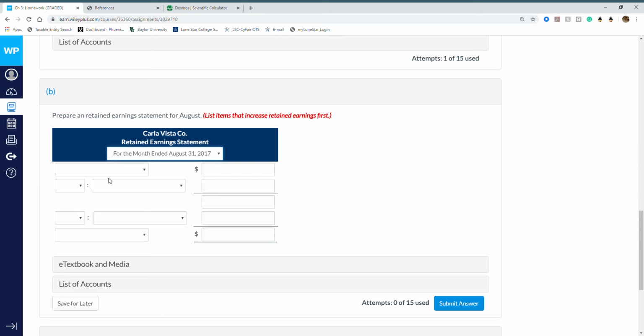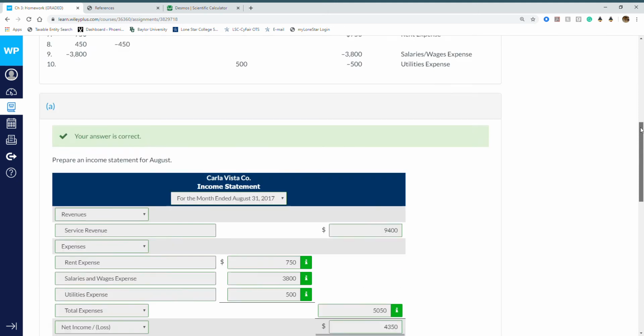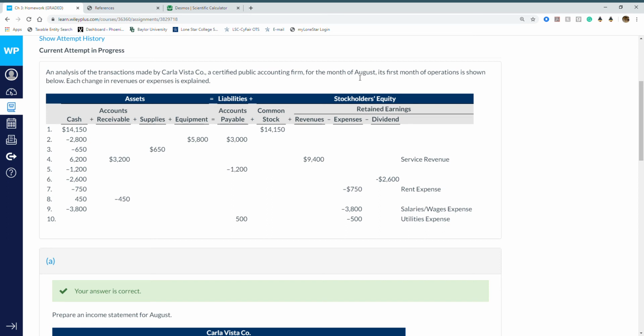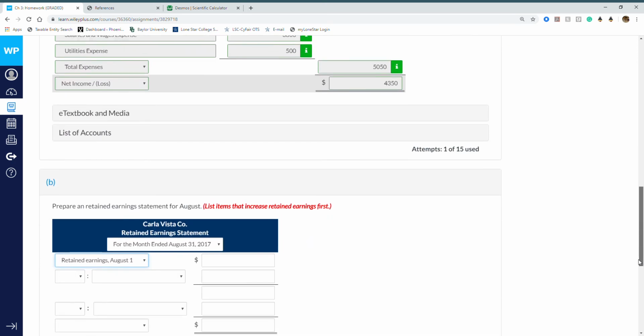So again, for the month ended. Now, for this, they actually say for the month of August, it's its first month of operations. Okay, since it's the first month and we always start at the beginning, we have a flat goose egg right now. There's nothing to retain earnings because there's nothing to actually do yet. There's no history.